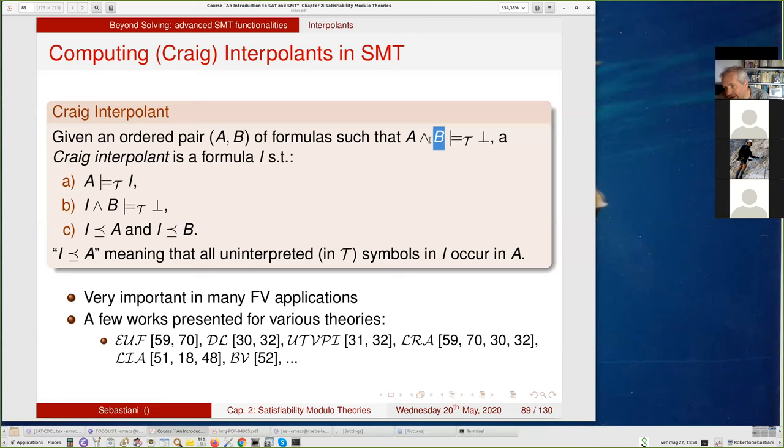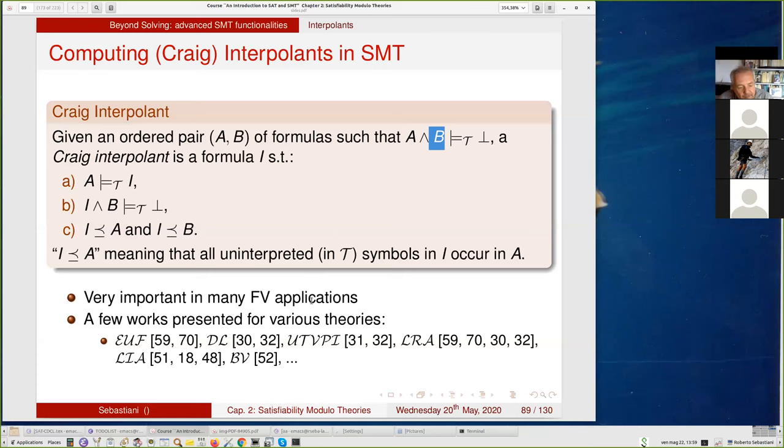This is conceptually very similar to the notion of interpolants in propositional logic, but extended. Sorry, yeah? Did you say models or counter models for B? No, to rule out all the models. So what I'm saying here is that I is the part of A which is necessary to make false all the possible models of B. Yeah, that's right. So this is the meaning of rule out. Thank you. Sorry if it wasn't clear.